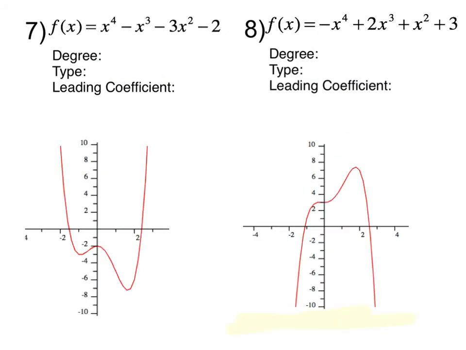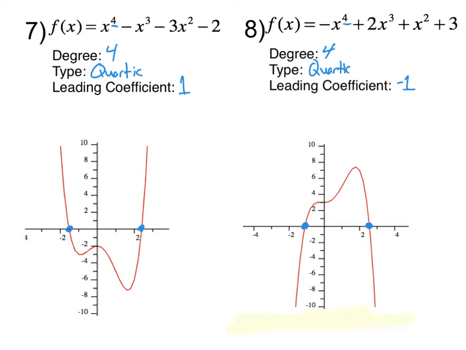Lastly, we have exponent of 4, degree 4, type quartic. All right, in this case, the leading coefficient is +1. In this case, the leading coefficient is -1. All right, now in this case, notice I only have 1, 2 x-intercepts. Same thing over here, 1, 2 x-intercepts.